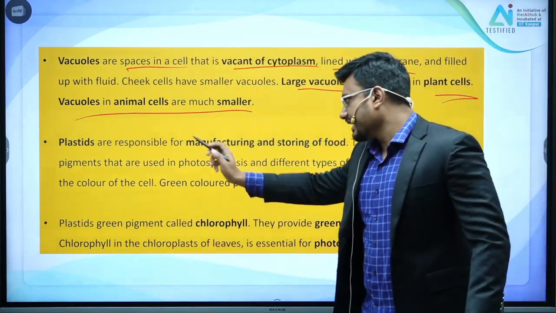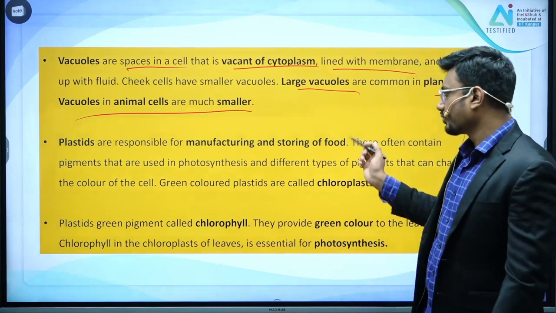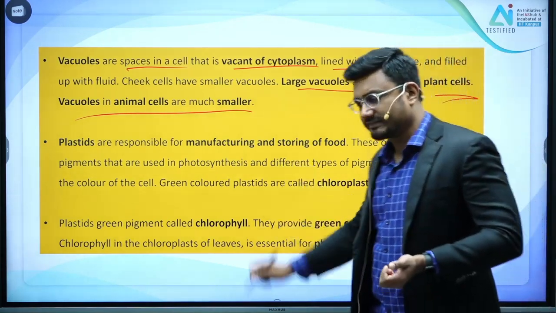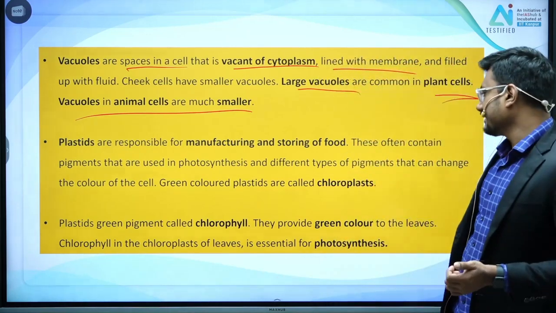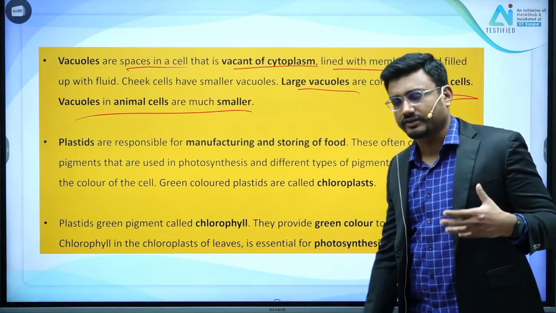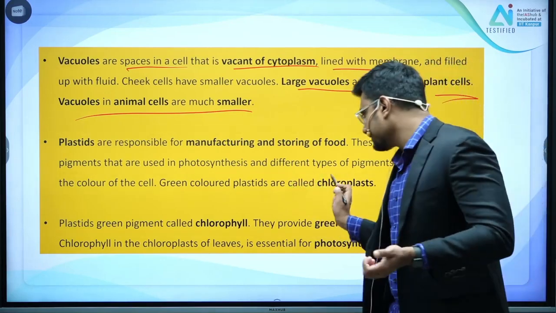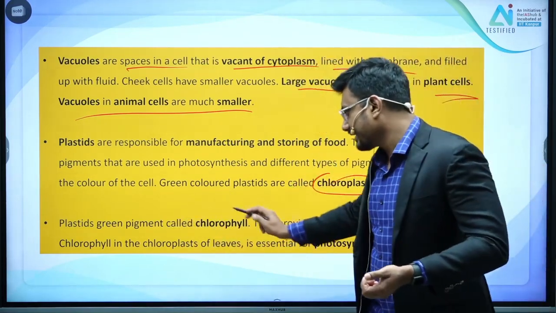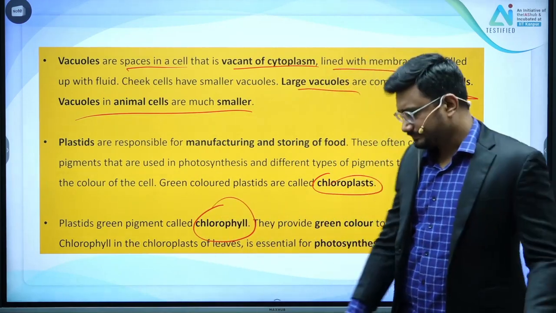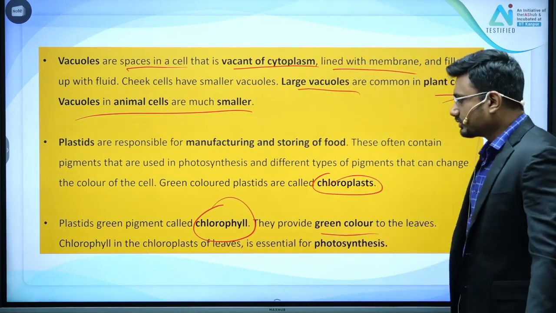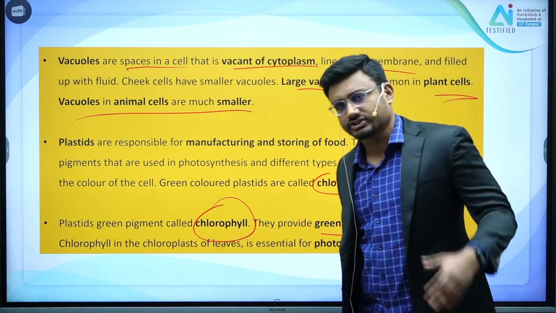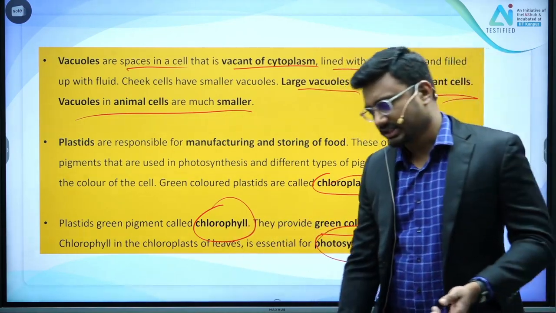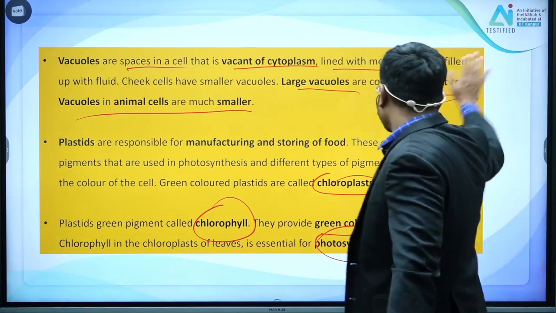Plastids are responsible for manufacturing and storing of food. These often contain pigments that are used in photosynthesis, and different types of pigment can change the color of the cell. Green colored plastids are known as chloroplasts. The green pigment in plastids is known as chlorophyll. They provide green color to the leaves. Chlorophyll in the chloroplast of the leaves is essential for photosynthesis. Now let's move on to the next slide.